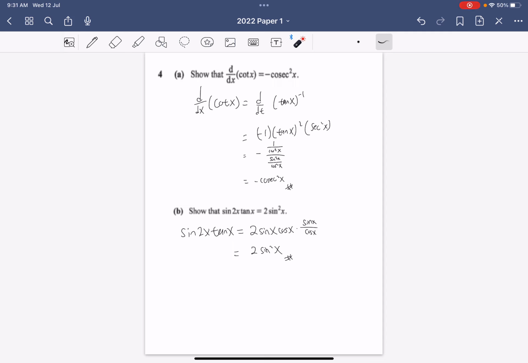Next, we'll move on to question 4. And question 4, again, is asking you for your techniques of differentiation and integration.